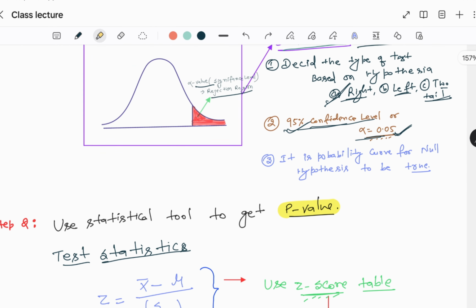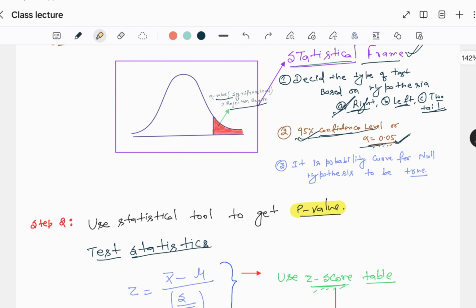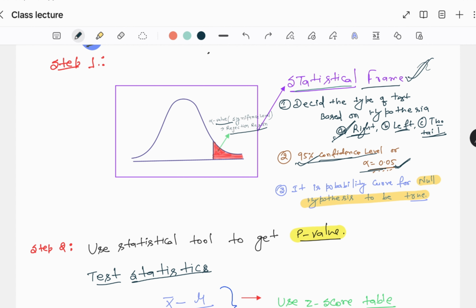Next point for our framework is that whatever this curve is, it is only valid for the null hypothesis. This probability plot is saying that the null hypothesis is true. If our data lies in this region, then the null hypothesis is true. If it goes into the rejection region, we will say that we reject the null hypothesis. So we have decided the statistical framework.